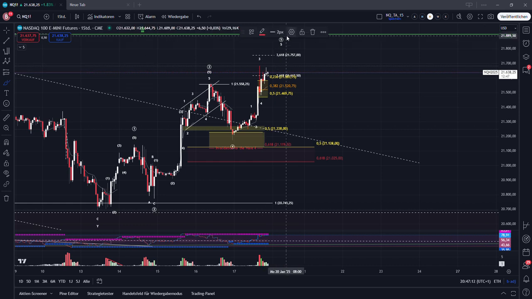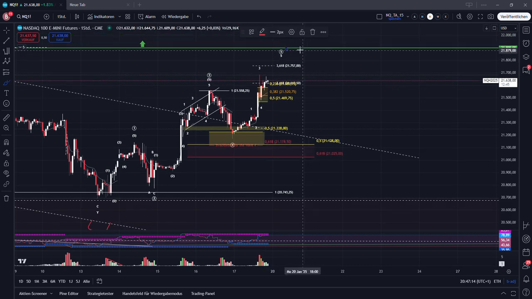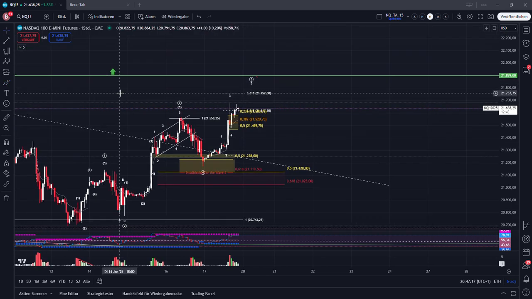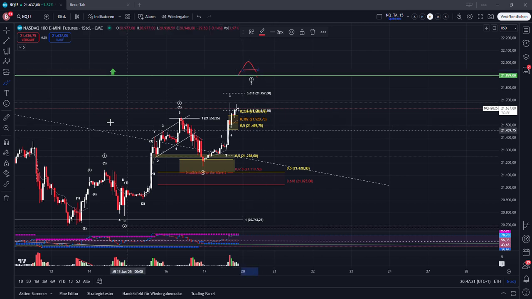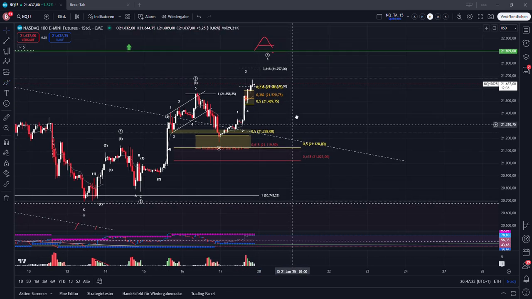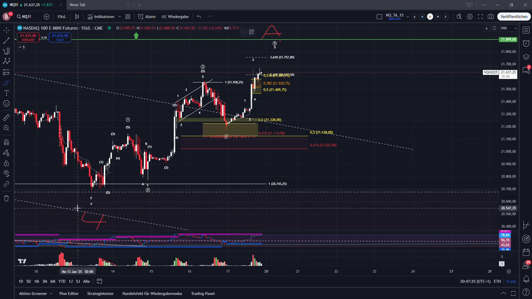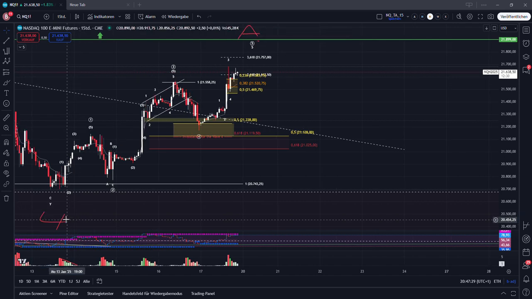Okay, and that would be our wave, that would be then our wave A. Okay, and I wanted to see definitely from this low here, I wanted to see 5 waves up.